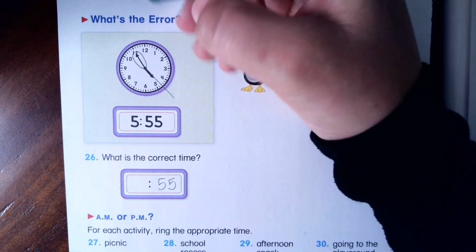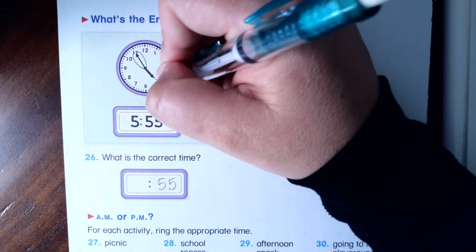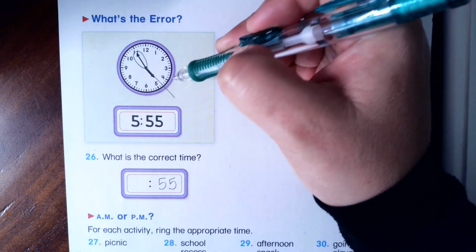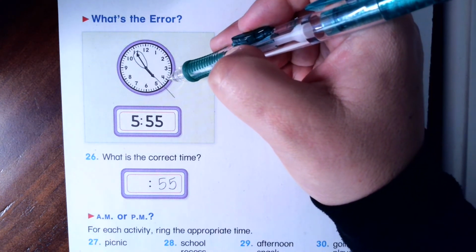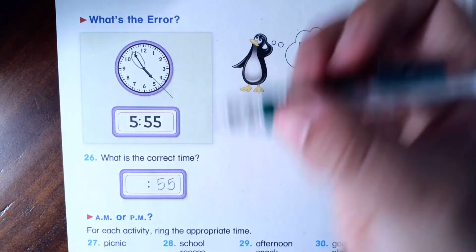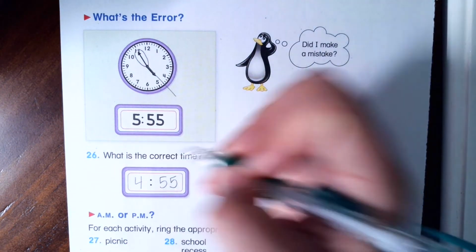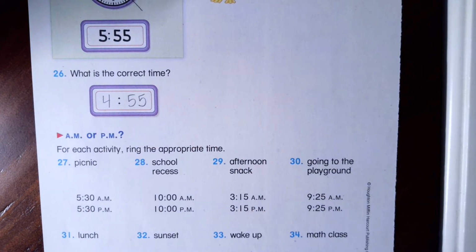Puzzled Penguin, since it's between the 4 and the 5, we always have to choose the one that it already passed, which would be the 4. So instead of 5:55, Puzzled Penguin, it's 4:55. Good try. That one can be kind of tricky. Better luck next time.